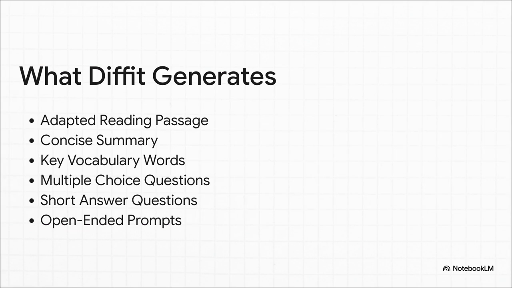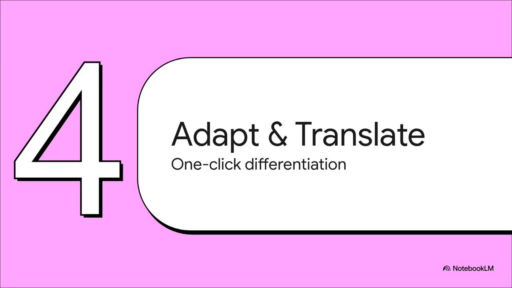But here is where it gets really good. Diffit doesn't just spit out a rewritten paragraph. It generates a whole resource packet for you. I mean, you get the adapted reading passage and a summary, sure. But then it also pulls out the key vocabulary, and it builds in comprehension checks, multiple choice questions, short answer questions, even open-ended prompts for discussion. The whole shebang.